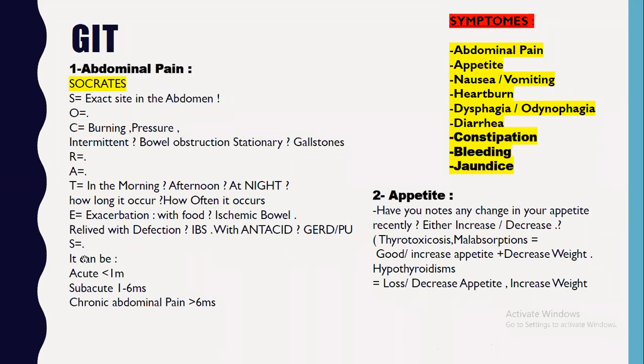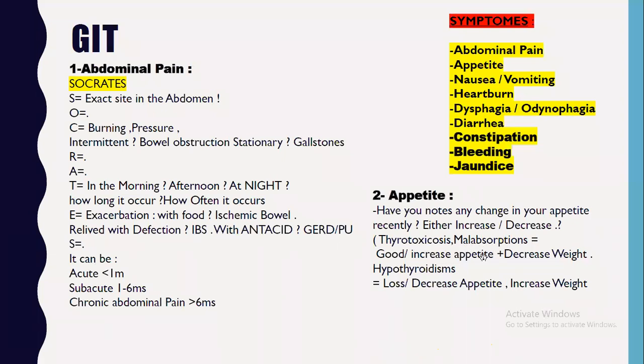تمام. As for pain, if it's less than 1 month, this is acute pain. If it's from 1 to 6 months, this is subacute pain. More than 6 months, this is chronic abdominal pain. تمام. هذا for abdominal pain. Appetite, what we have: you ask him about his appetite. Have you noticed any change in your appetite recently? هل لاحظت أي تغيرات بشهيتك مؤخرا للأكل؟ هل تحس إنك تأكل أكثر أو تأكل أقل؟ ليش؟ Some diseases can be diagnosed through the appetite. For example, thyrotoxicosis, malabsorption.